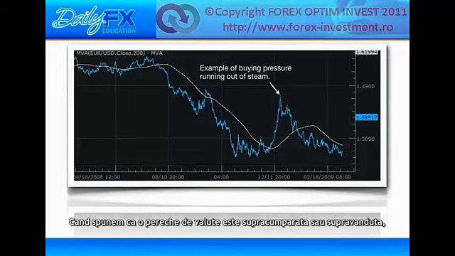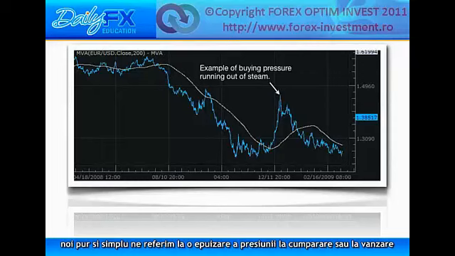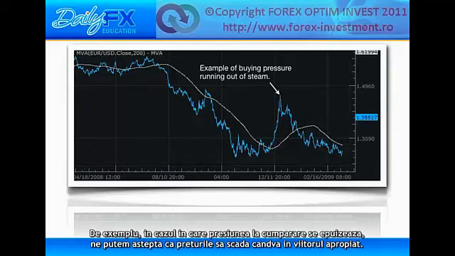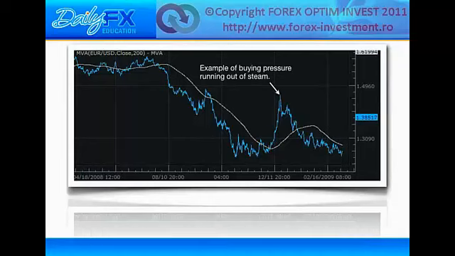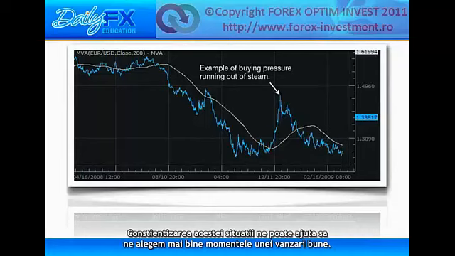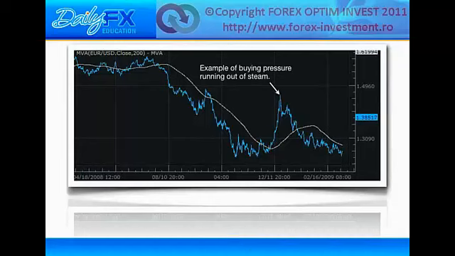To say that a currency pair is overbought or oversold, we simply mean that the buying or selling pressure has run out of steam, making a reversal in price direction more likely. For example, if buying pressure has run out of steam, we can expect prices to fall sometime in the near future. Awareness of this situation can help us better time a good selling opportunity.